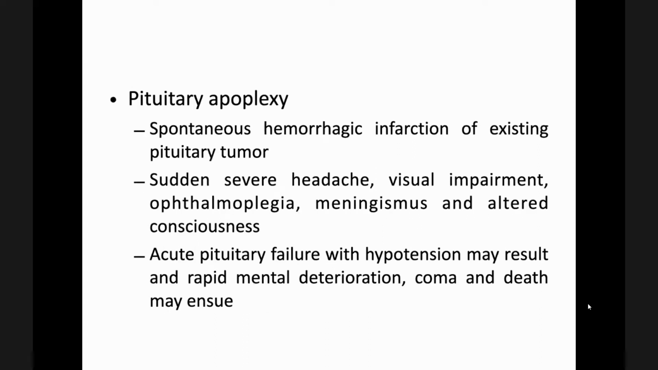So pituitary apoplexy is another thing, an emergency condition, which is spontaneous hemorrhagic infarction of an existing pituitary tumor. So if hemorrhage occurs within the pituitary tumor and that compromises the blood supply, the patient may present with sudden severe headache, visual impairment, ophthalmoplegia, meningismus, and altered consciousness.